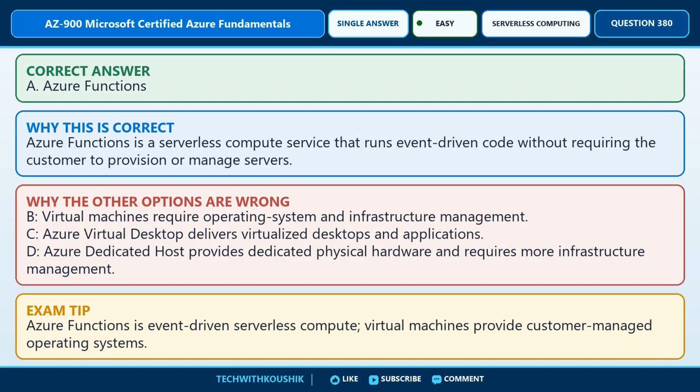The best choice is option A, Azure Functions. Let's look at the reasoning. Azure Functions is a serverless compute service that runs event-driven code without requiring the customer to provision or manage servers. The other choices do not work because B. Virtual machines require operating system and infrastructure management. C. Azure Virtual Desktop delivers virtualized desktops and applications. D. Azure Dedicated Host provides dedicated physical hardware and requires more infrastructure management.